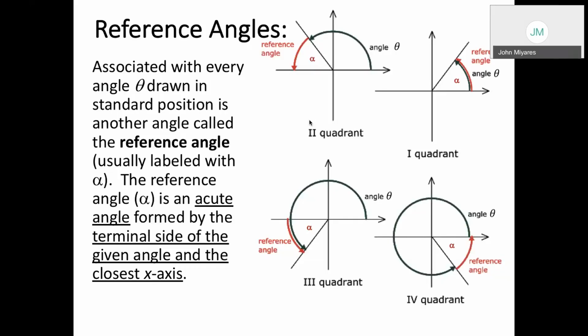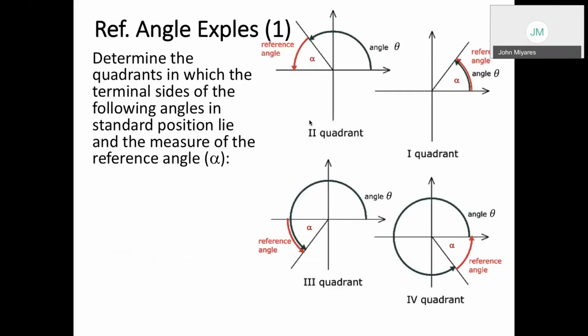Now, if we were measuring angles in the negative direction, or if we were going multiple revolutions around the circle before landing in a particular quadrant, we could still apply the same idea. The reference angle will always be the acute angle formed between the terminal side and the closest x-axis.